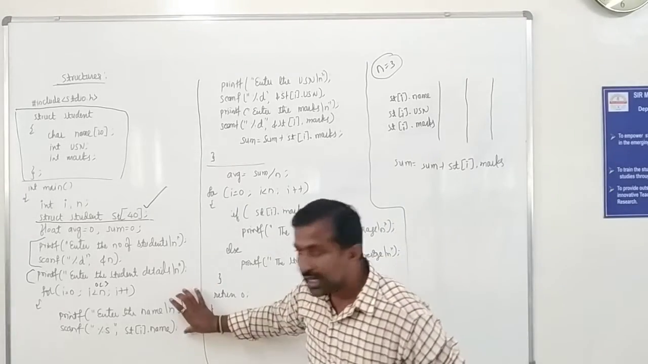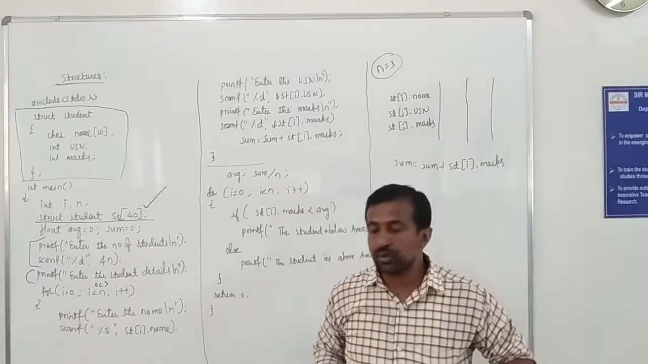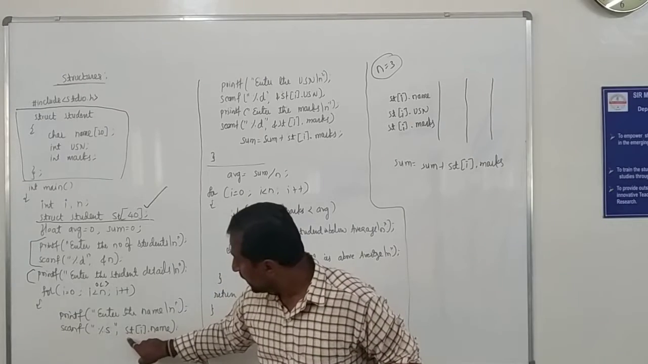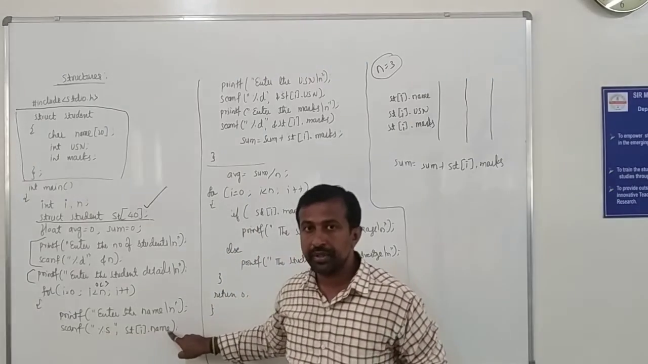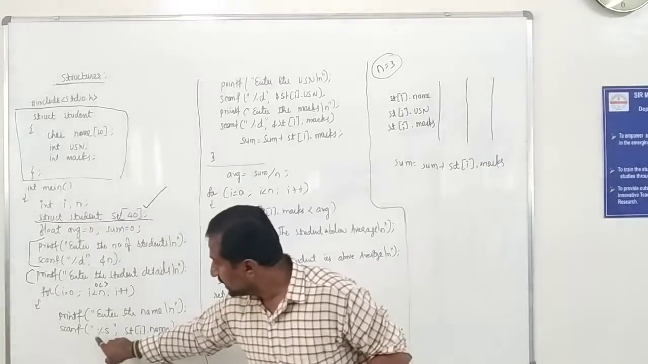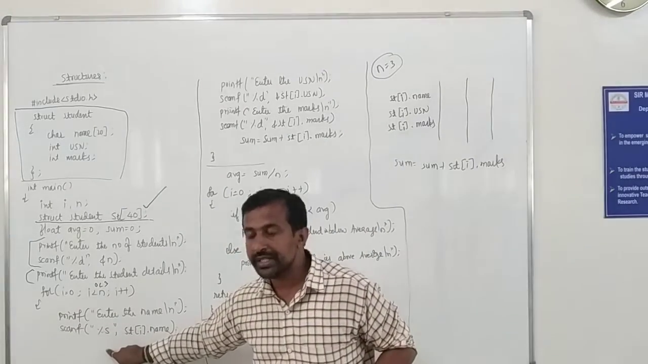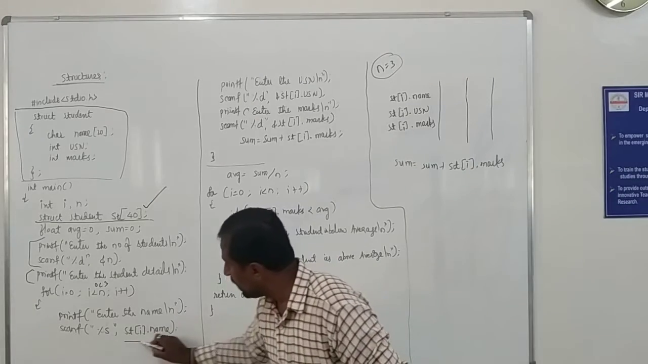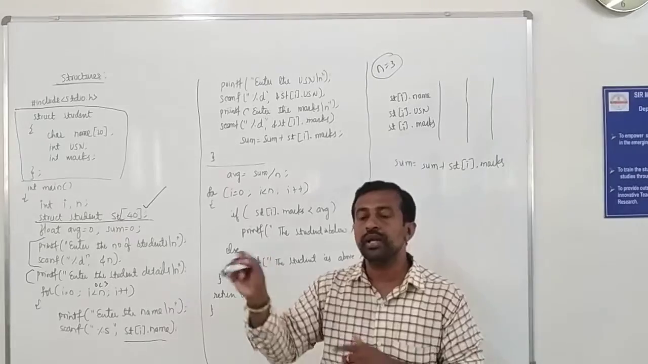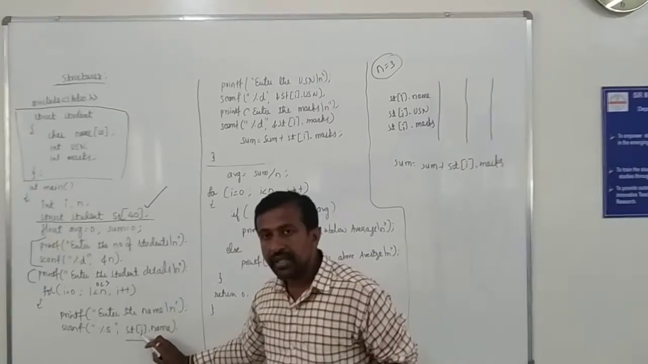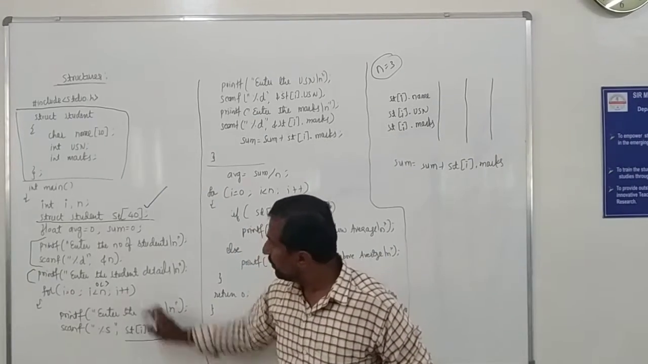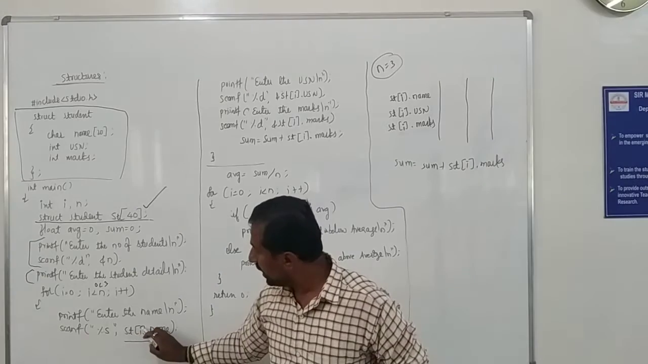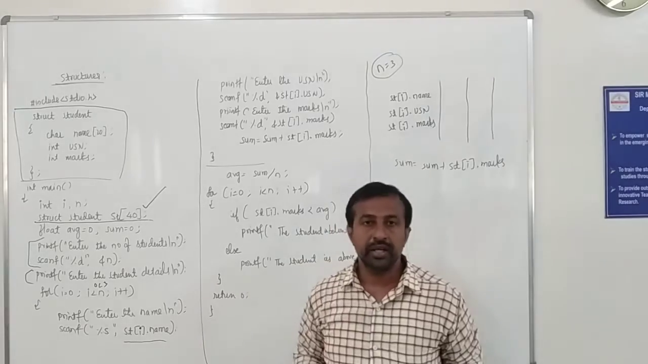The first 2 statements read the name of the student. Printf, enter the name. Scanf %s, st of i dot name. What is the conversion code for strings? %s. And here you can observe one statement: st of i dot name. St of i is the array. St of 40 we declared earlier, and this is nothing but this one. St of i, where i is the index we are taking.